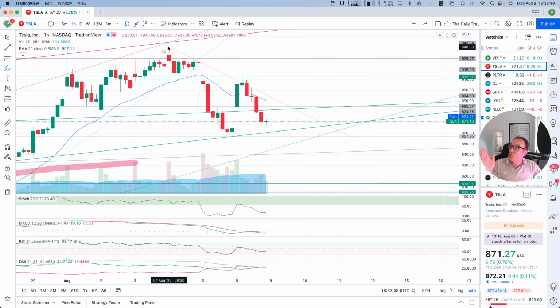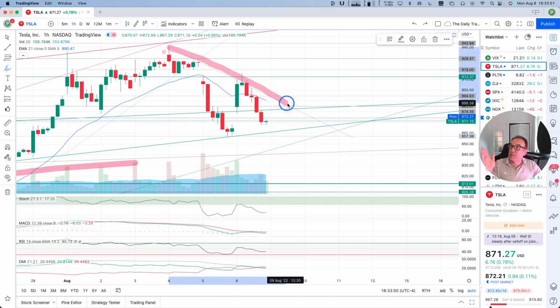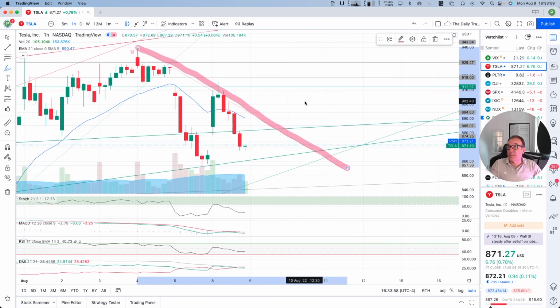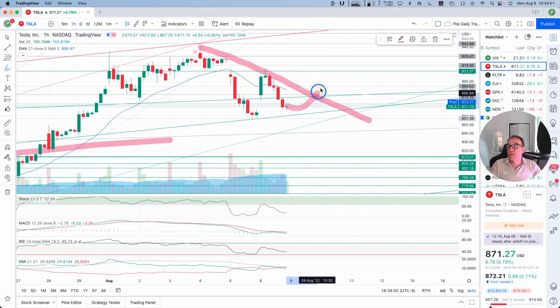So basically, we could not break this downward resistance. If you are not in Tesla yet, I would not buy until we break this resistance right here. We have support here. It's possible that the stock breaks the support. So the buy signal comes when we break a resistance, and this is the resistance that we need to break.